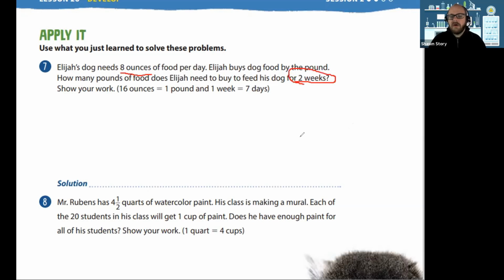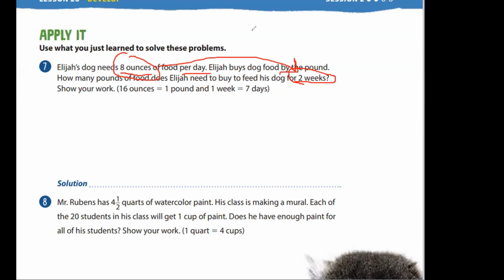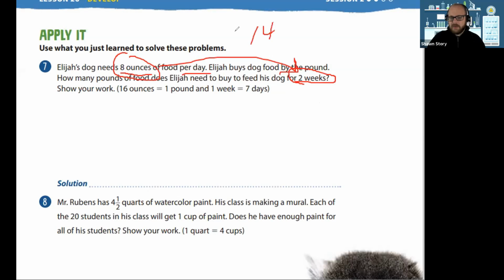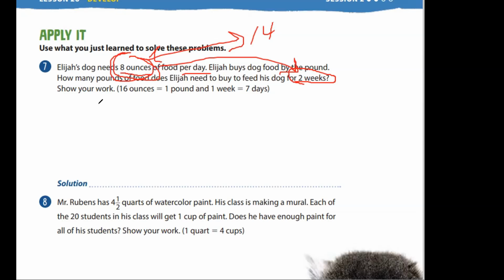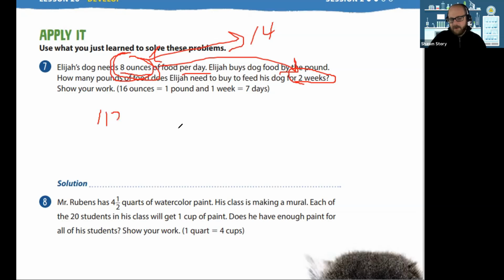All right. So there's 2 steps to this problem. First, we need to find out how many ounces he's going to need for 2 weeks, because it's 8 ounces every day, right? How many days are in a week? How many days are 2 weeks? 2 weeks is 14 days, and it's 8 ounces per day. So how many ounces will he eat in 2 weeks? 112.